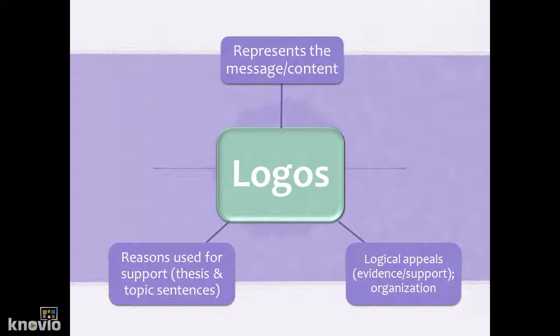The third component of Aristotle's diagram is logos. Logos represents the message or the content. This aspect includes the reasons you have for supporting your position, which are your thesis and topic sentences. These elements are your own opinionated ideas. Logos also encompasses the logical appeals that you make to your audience, using evidence from your research and academic resources. Logos also involves your overall organization. So you want to ask yourself, have you organized and presented the information in a logical manner?